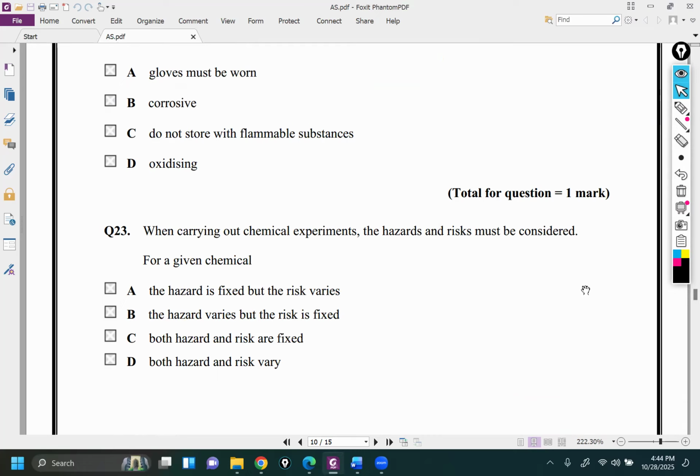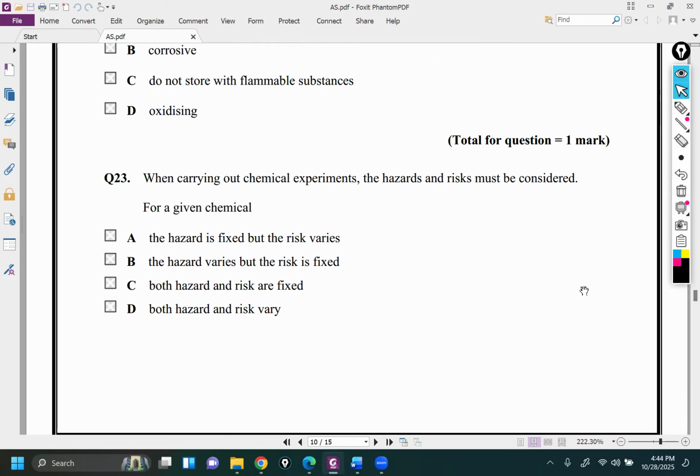Question 23: When carrying out chemical experiments, the hazard and risk must be considered for a given chemical. The hazard is fixed, but the risk varies. The hazard varies, but the risk is fixed. Both hazard and risk are fixed, and both hazard and risk vary. If I give the example of H2SO4, its hazard is that it is corrosive. Now, there is a high risk to the students when they do the experiment while using concentrated sulfuric acid.